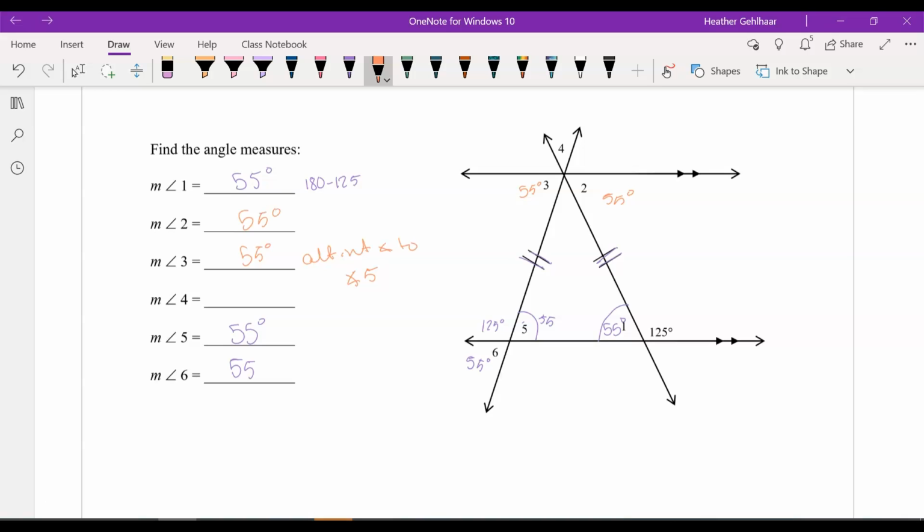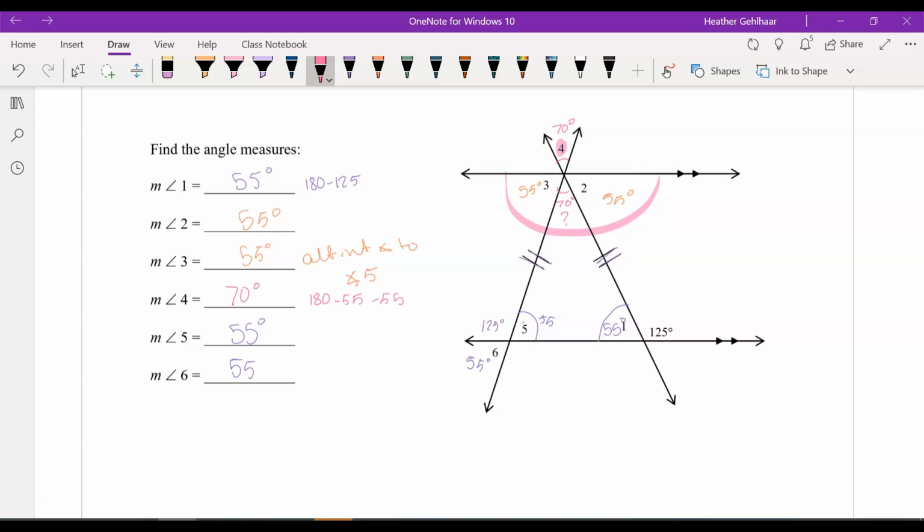The next thing that might be helpful, right, because we need to find angle 4. But I know that if I knew what this angle was here, I could get angle 4 because those are vertical angles. So I'm going to do 180 minus 55 to get what this angle equals here. When we do that, we get 70 degrees. That means this is also 70 degrees because it is vertical.